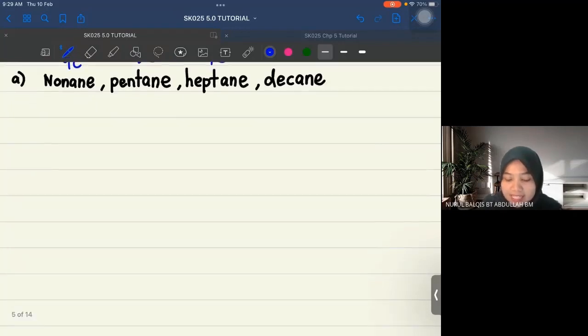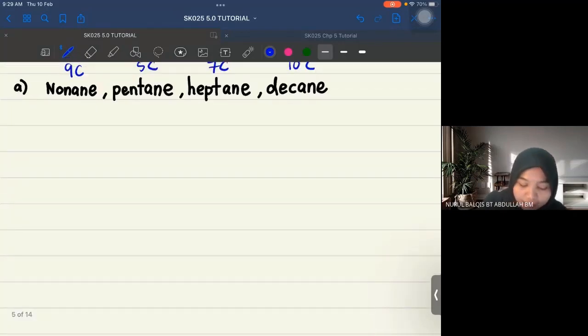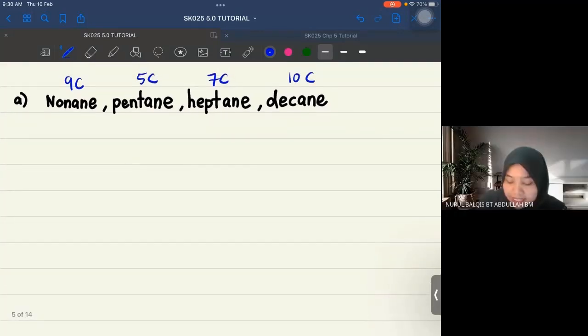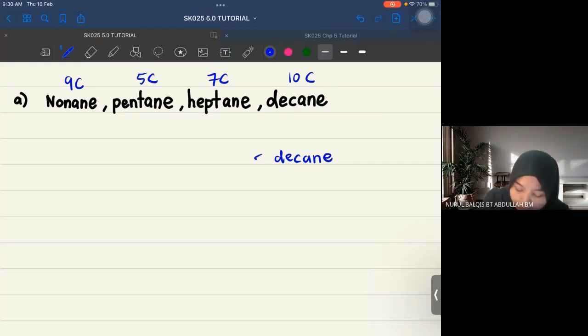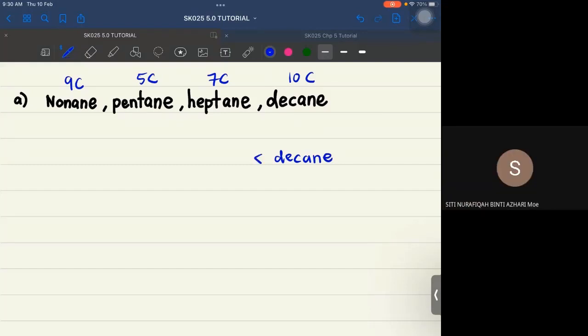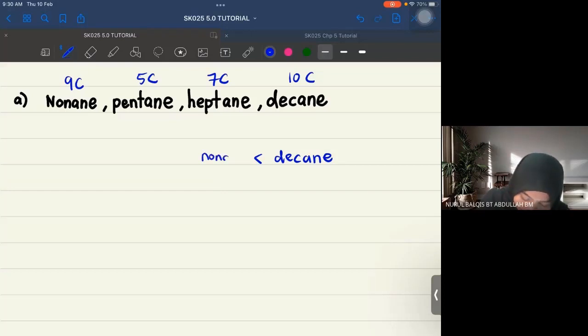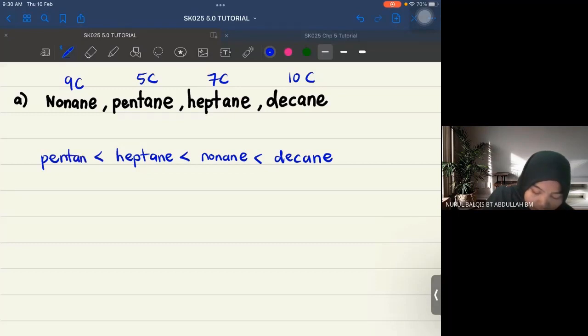Okay, so soalan minta arrange dia according to increasing order. So you need to first answer the question. Bila kata increasing boiling point, kita akan tunjuk ke arah kanan. Yang paling kanan, yang paling tinggi ke paling rendah? Paling tinggi. Siapa boiling point paling tinggi dalam kes ni? Decane, followed by nonane, followed by heptane, followed by pentane.